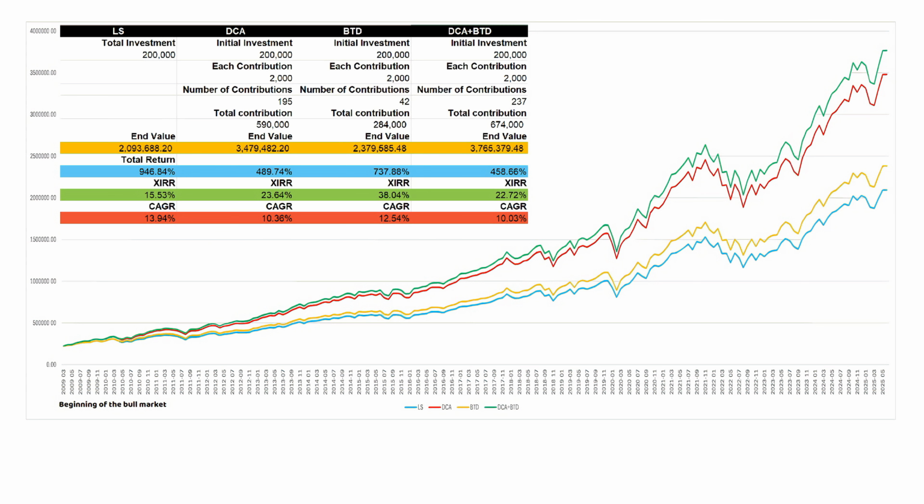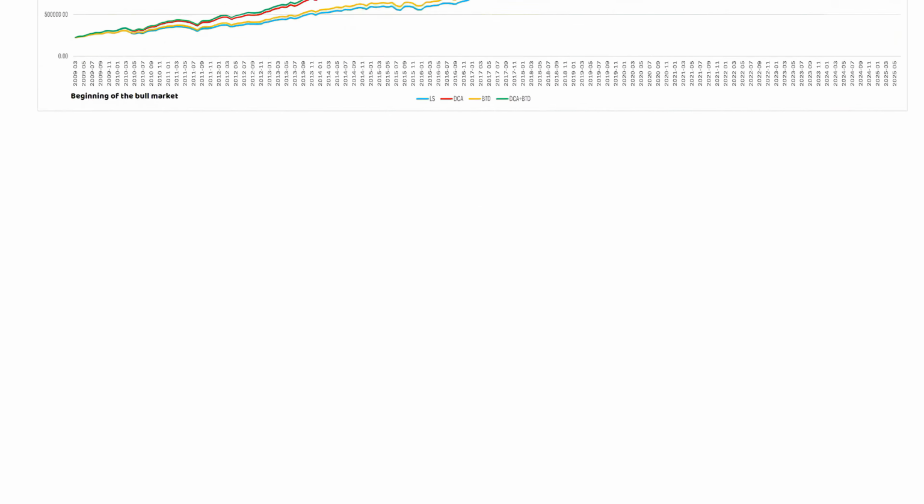However, as long as the investment horizon is long enough, bull and bear cycles will average out, and the long-term return will converge toward the market average. More importantly, over the long run, final wealth is driven by the compounding effect. The more you invest early, the more powerful compounding becomes. That's why, despite its lower return rate, DCA plus BTD still ends up with the highest final value. It's simply put the most money to work.